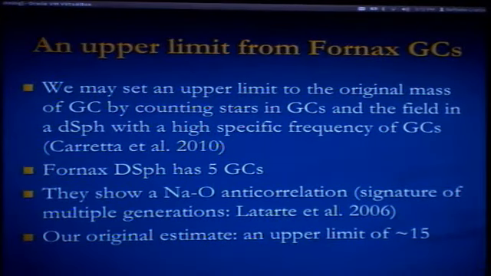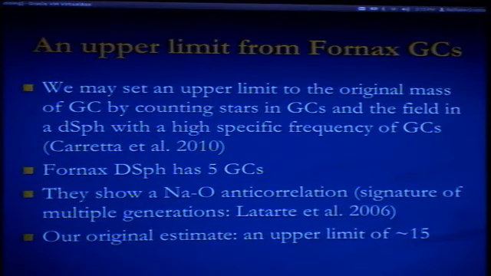Still, there are some doubts. In particular, the main problem is this observation of the Fornax globular clusters. In the Fornax dwarf spheroidal, there are 5 globular clusters. This means that Fornax has an exceptionally high specific frequency of globular clusters. I think it is one of the galaxies with the highest specific frequency of globular clusters. It's even larger than in a typical elliptical galaxy.